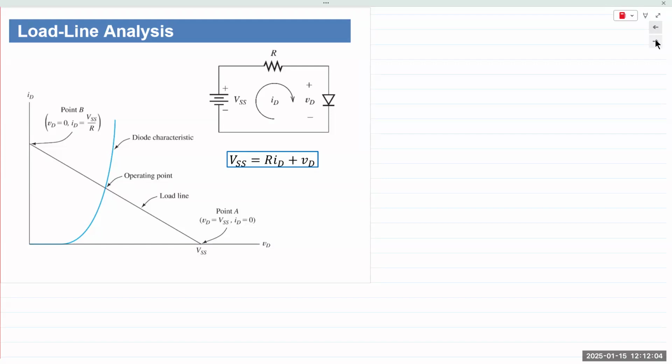When you take one diode and plug it into a circuit, the operation of that diode is influenced and constrained by the circuit parameters, meaning the external circuit places constraints on the operation of that diode. Okay, so this is the diode characteristic right here, and that represents this diode.